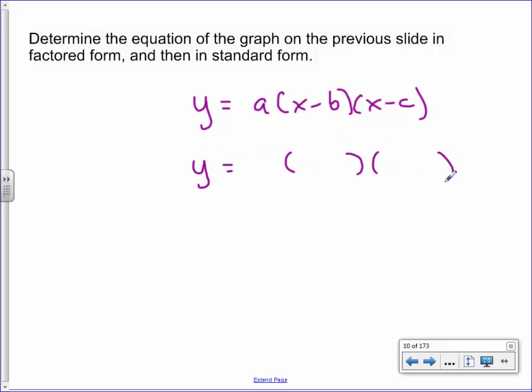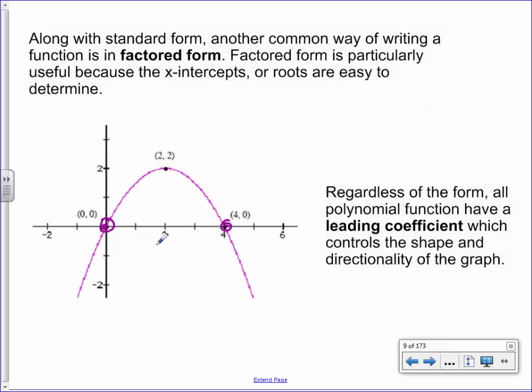So let's start with those two factors. What are these factors based on? How can I tell them? You guys remember? Isn't it like 2 points on the graph? Or no? And it's these 2 points. It's based on your x-intercepts.